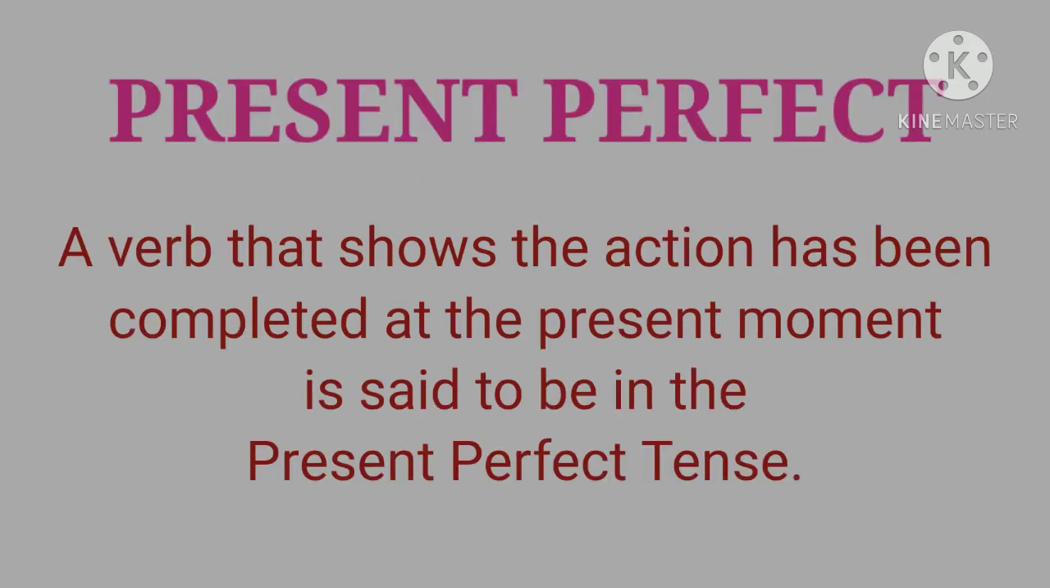So let us start with the present perfect. The definition of a present perfect is: a verb that shows the action has been completed at the present moment is said to be in the present perfect tense. Present moment means just now. The action has just completed. So we can say that that action is of the present perfect tense.